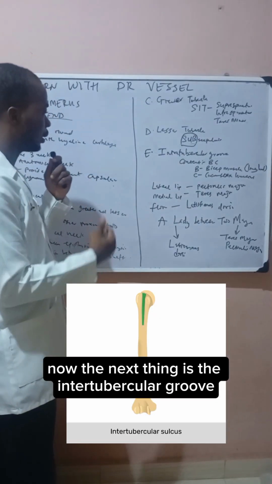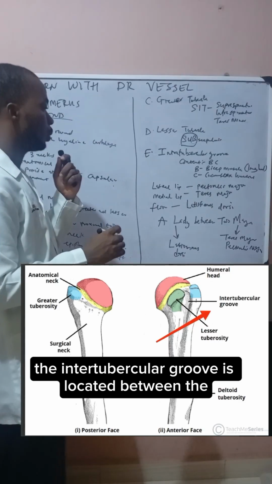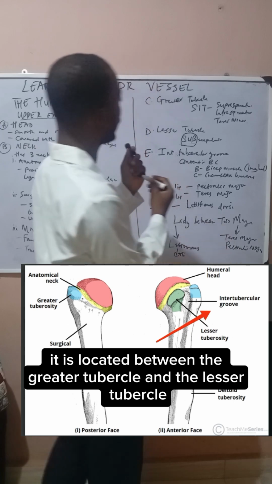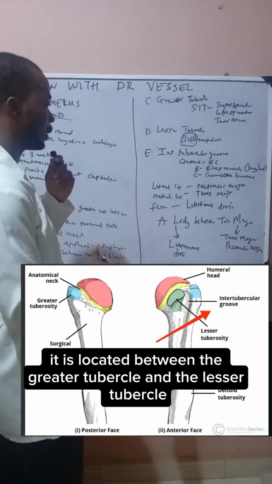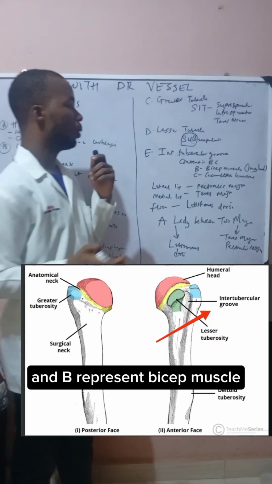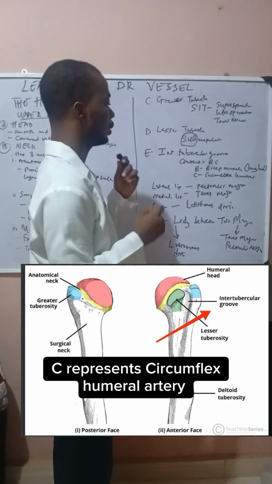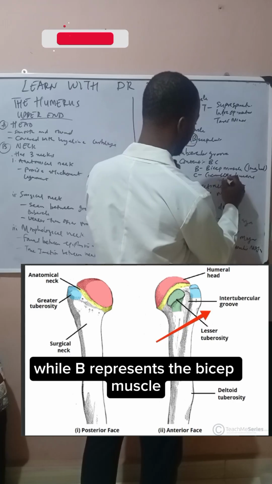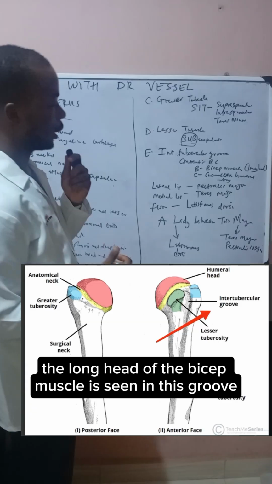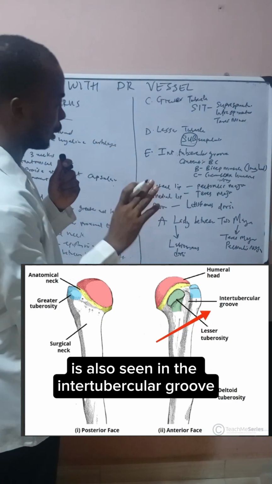Now the next thing is the intertubercular groove. It is located between the greater tubercle and the lesser tubercle. It has two contents that can be remembered with these two letters, BC. B represents biceps muscle, while C represents circumflex humeral artery. The long head of the biceps muscle is seen in this intertubercular groove, and the circumflex artery is also seen in the intertubercular groove.